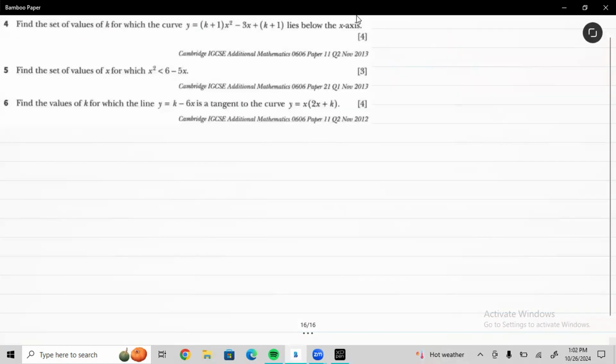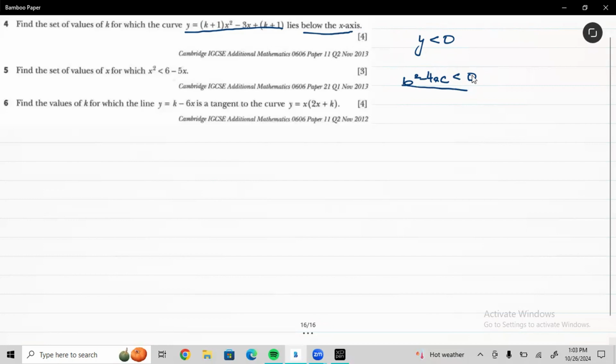Okay. So for question number 4, they've given us an equation, and they've asked us the set of values for k for which this curve is going to be below the x-axis. When anything is below the x-axis, we know that its y value is going to be lesser than 0. And as we discussed in the discriminant, when the discriminant b squared minus 4ac is lesser than 0, it's also below the x-axis. You can say that.